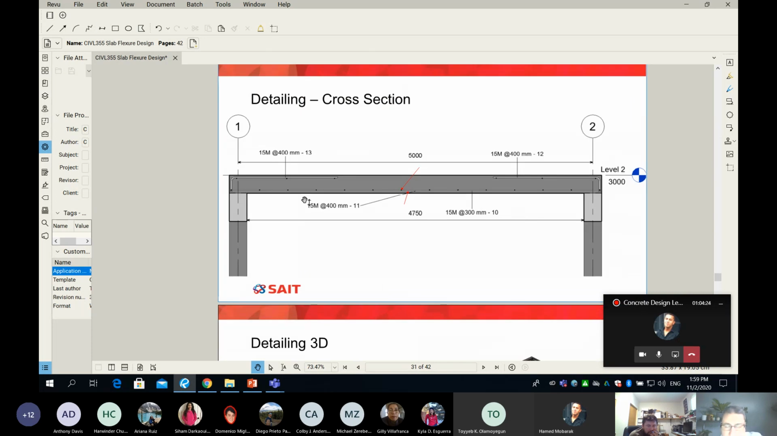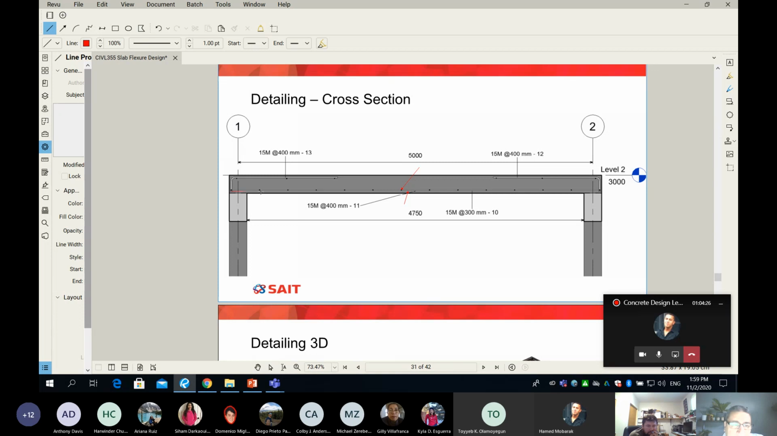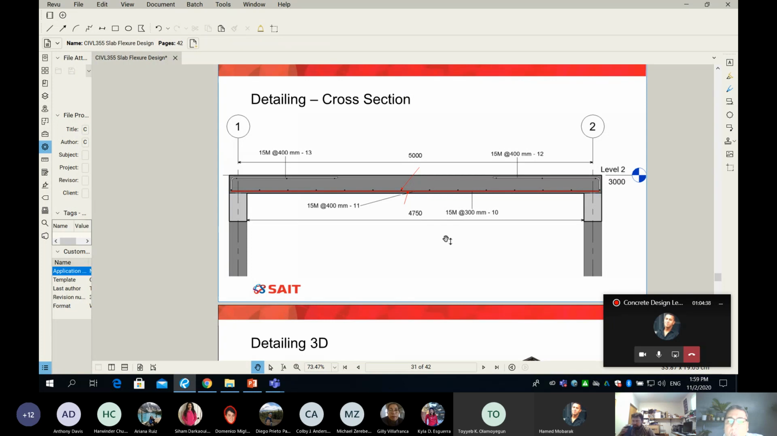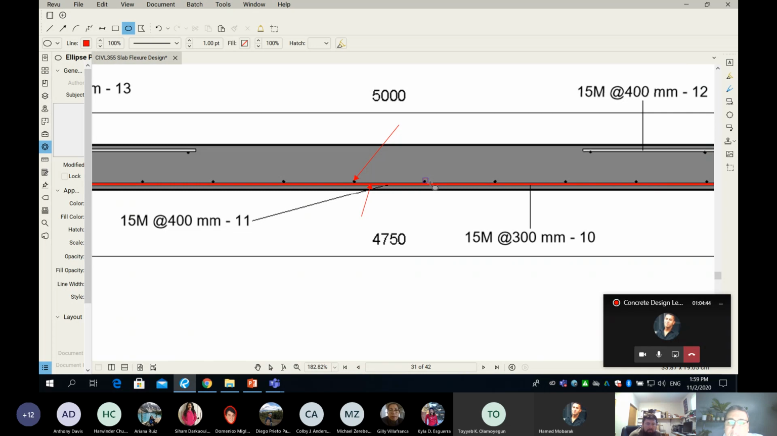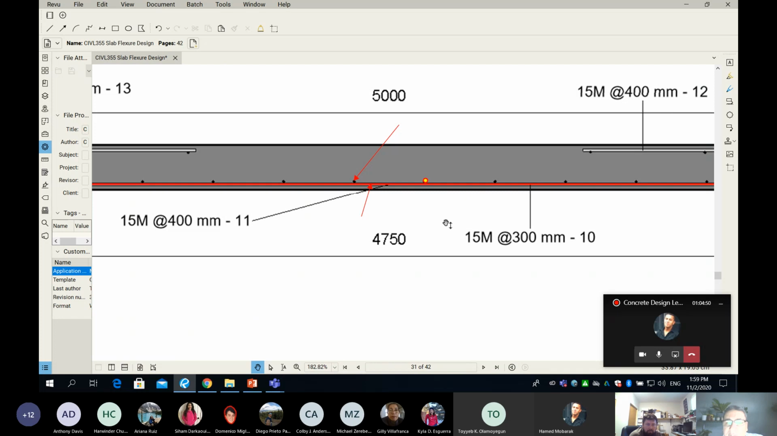I'm going to color it with you. So this bar here, from here to there, from here to there, this is my main reinforcement. It is going to be red. Probably I'll make it thicker. So that's the red. Now, where is the yellow? The yellow is here. I'm going to put it here, and then I'll color it with yellow. So that's my transverse.